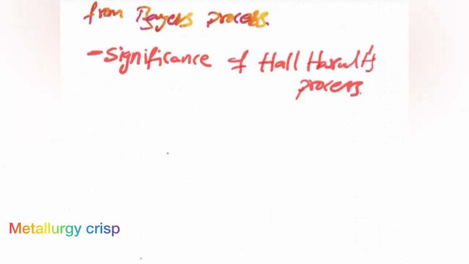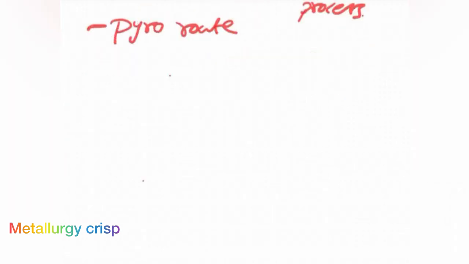Then why can't we directly extract aluminum from anhydrous Al2O3 which was obtained from Bayer's process? What is the significance of the Hall-Heroult process? Why can't we use the pyrometallurgical route to extract aluminum? What challenges do we face?